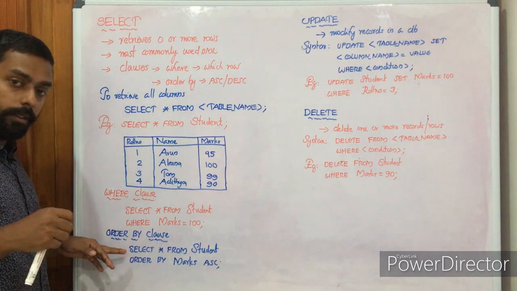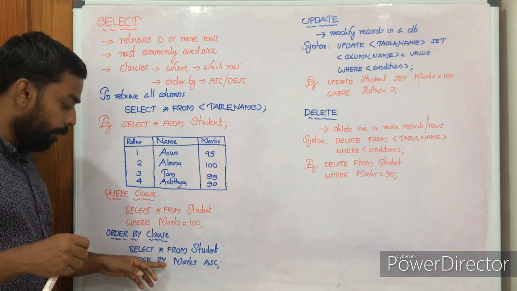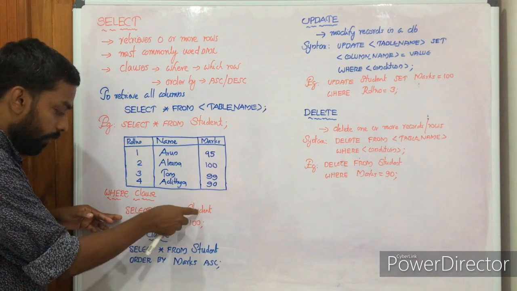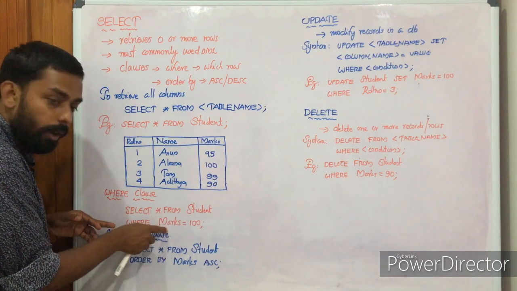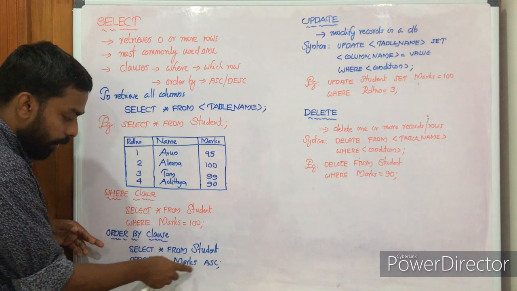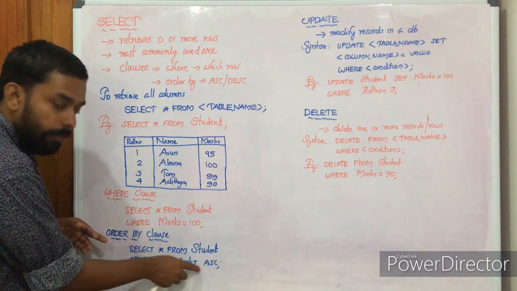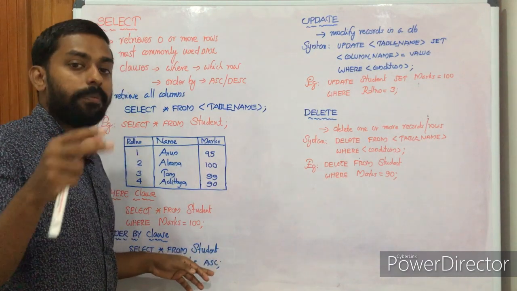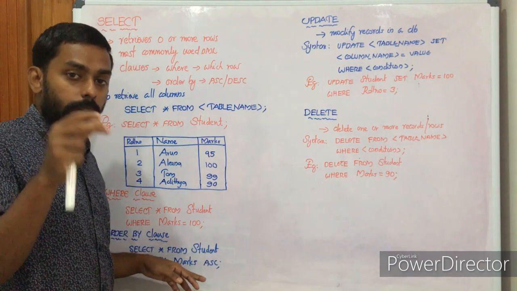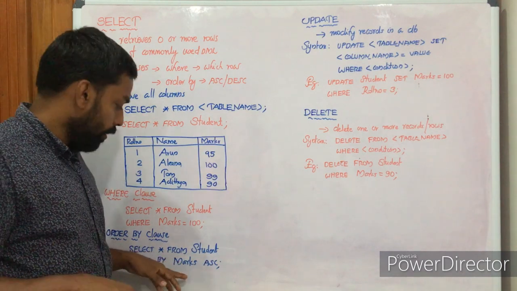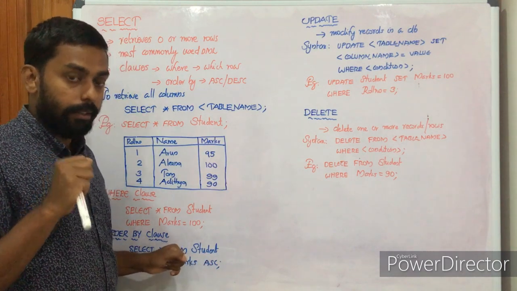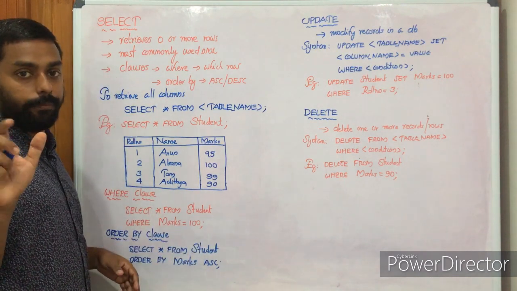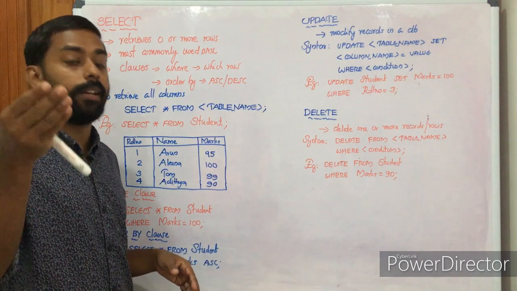Then order by: select star from student order by marks ASC. Just after the where clause position, here it is the column name, right? After the order by clause we must have the column name, and just after the column name we give the order, ascending or descending. So order by marks ASC, it's not marks equal to ASC, meaning it will be printed in ascending or increasing order.